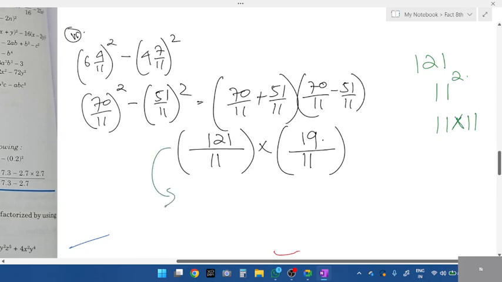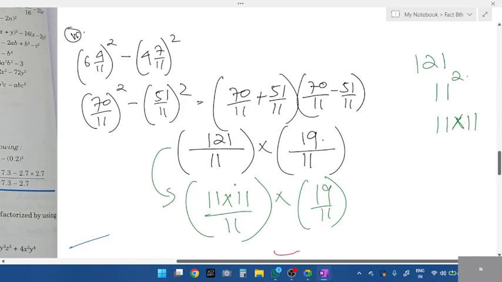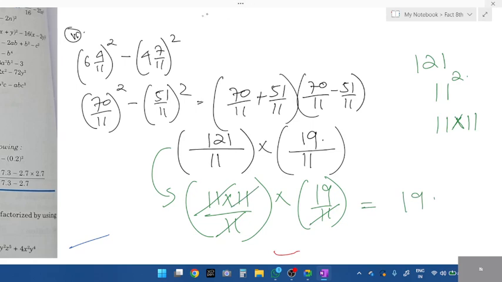Look, in this part, instead of 121, if I write 11 into 11, how many 11s will get cancelled, students? One 11 here and the other 11 here. So what's the answer? 90. You can calculate like this.